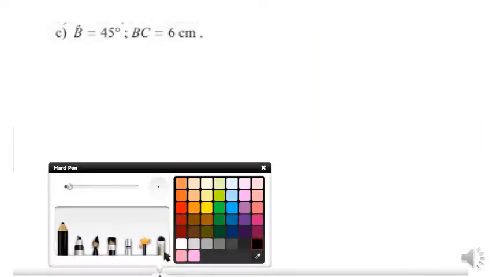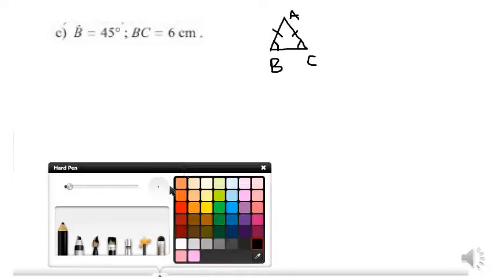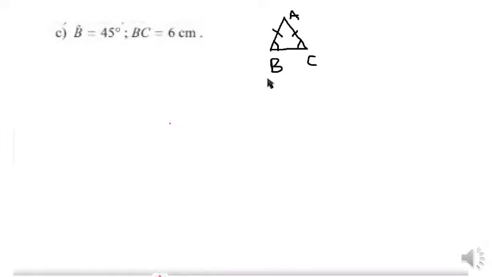Okay, now let's start with part C. Similarly, I have an isosceles triangle. Before we start, we have to draw a sketch. Base BC. The main vertex is A. I have two equal sides, AB and AC, and two equal base angles, B and C. Now let's look at the given to find the missing element. Okay, angle B is 45 degrees and BC is 6 centimeters.